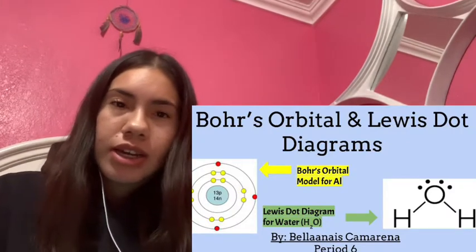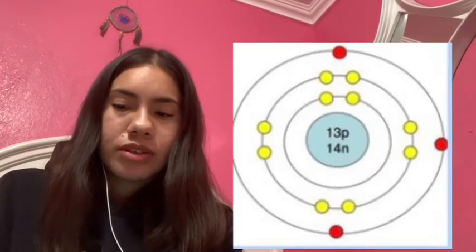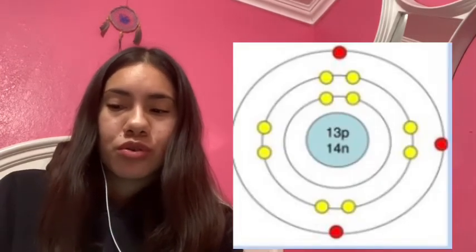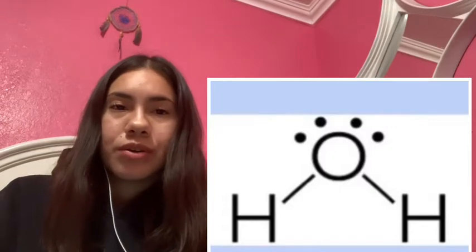This presentation is called Bohr's orbital and Lewis dot diagrams. On the slide, I put two images. The one on the left shows Bohr's orbital model for aluminum, and the one on the right shows a Lewis dot diagram for water. I just wanted to give you a little sneak peek of how those two diagrams look, but we'll get into that later.